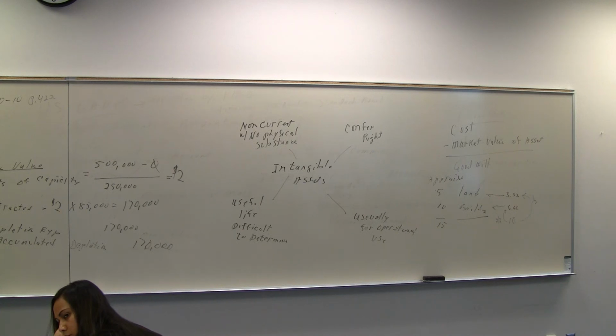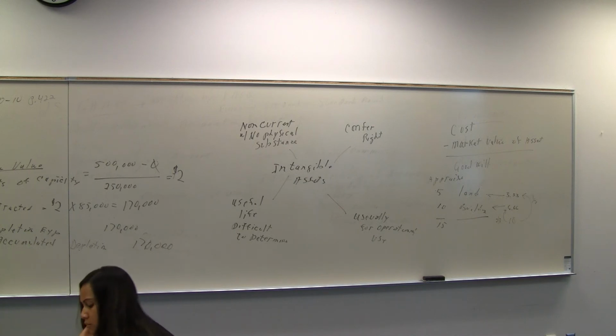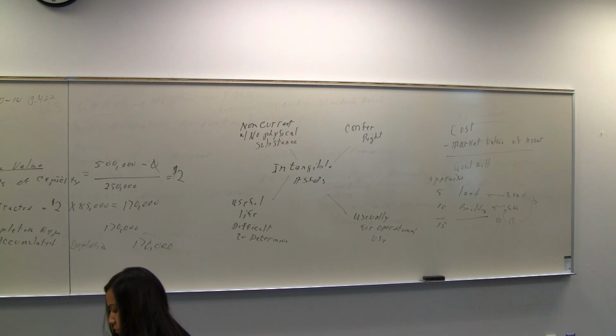Now, if you have a lump sum payment, like you buy the building and the land together and pay one price for both of them, how do you determine the value of the building and the value of the land? An appraisal. Then the portion of the appraisal that's the building is the same portion of the cost.